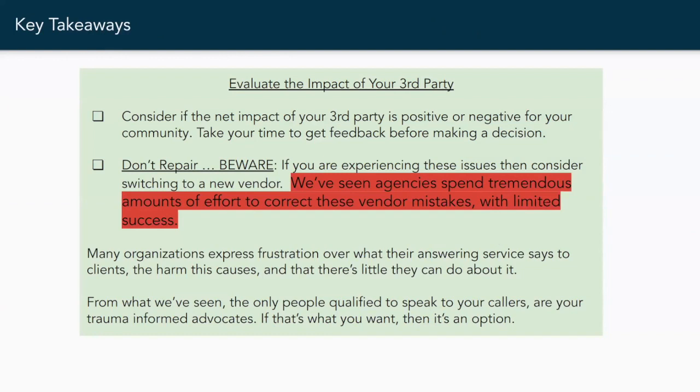Our key takeaway from this is really just to evaluate the impact of your third party. Consider whether the net impact of your third party is positive or negative for your community, and take time to get feedback from your community or the other places where you have data before making a decision. Finally, what we'll say about this is don't repair, beware. If you're experiencing these issues, consider switching to a different vendor. We've seen agencies spend tremendous amounts of effort to correct these vendor mistakes with limited success.